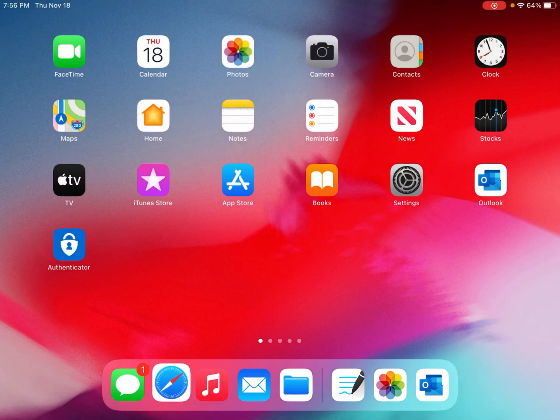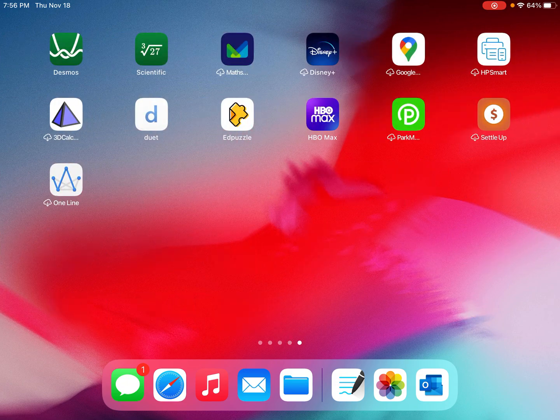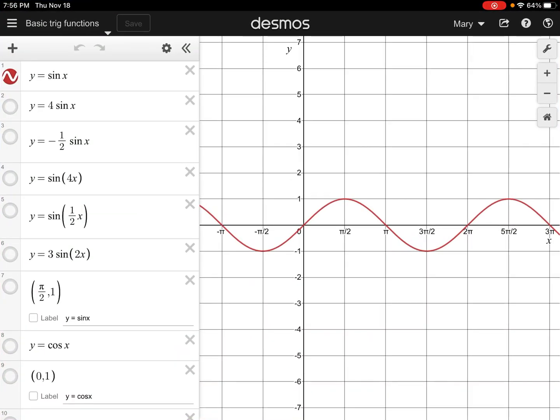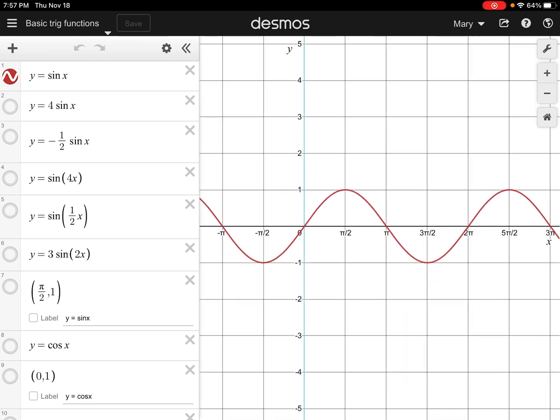All right, so let's look at some ways that you can change this. On Desmos, I have the normal sine graph here, and I have gone into my settings and changed my x-axis to be from -4 to 9, and I've changed the step size. The step size is pi/2. This is a good setting to use when you are trying to graph these. And the y value doesn't really matter, maybe go from -5 to 5 or whatever.